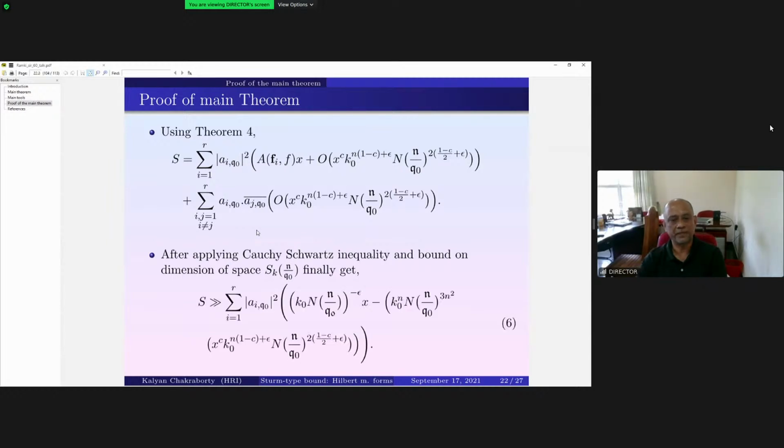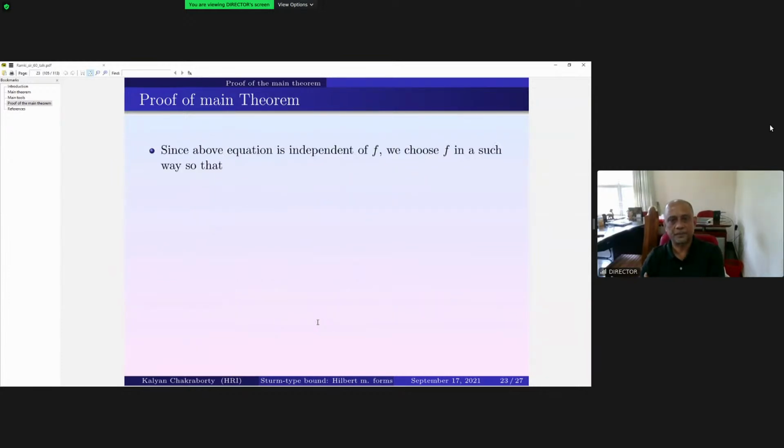Use these two things, and finally we can show that S is bigger than this AI Q naught square, and then this term comes here. Now you have to choose your... Now one can check that in the right hand side.